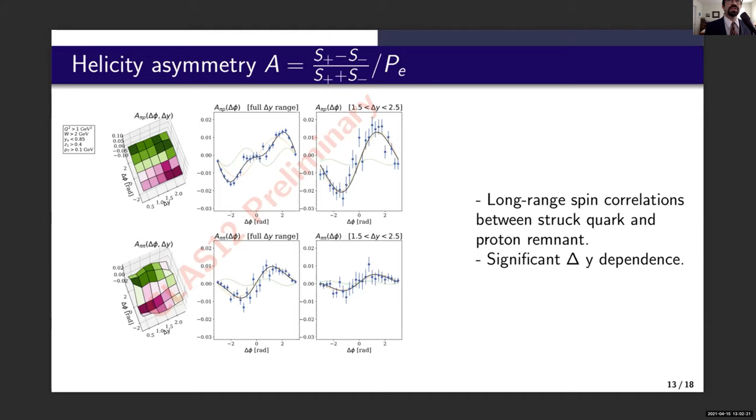And we see that there is a significant delta Y dependence for both the pion proton and pion pion case. And what this is looking at is the long range spin correlations between the struck quark and the proton remnant.